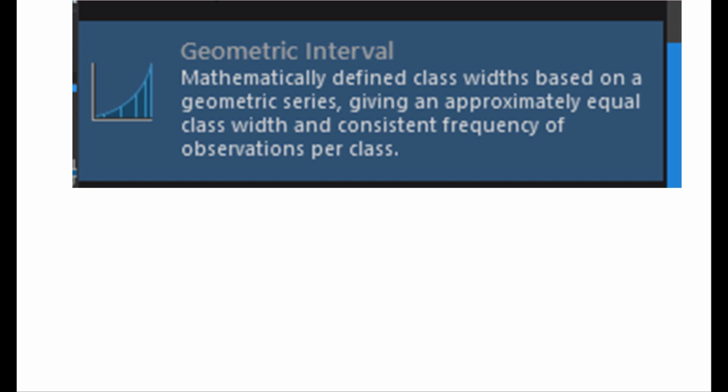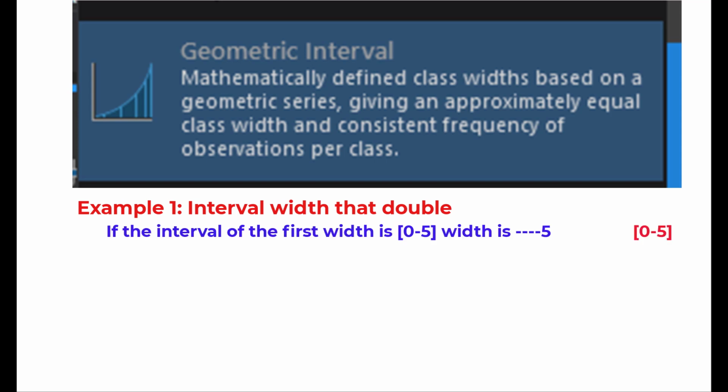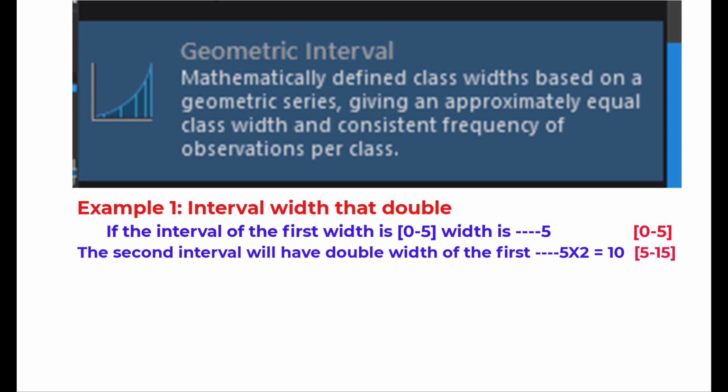ከነዚህ ውስጥ ሁለት ምሳሌዎች ማየት እንችላለን። ለምሳሌ አንደኛው interval width that double በኢንተርቫል ዊድዙ ደብል እያደረገ መሄድ እንችላለን። የመጀመሪያው ሬንጃችን ከ0 እስከ 5 ቢሆን ኢንተርቫል ዊድዛችን ስንት ነው የሚሆነው? 5 ይሆናል ማለት ነው። የሁለተኛውን ሬንጅ ዊድዝ ደግሞ ለማወቅ 5ን ደብል እናደርገዋለን፣ በሁለት እናባዛዋለን። We will multiply it by 2 so it will be 10. ስለዚህ our interval would be from 5 to 15.